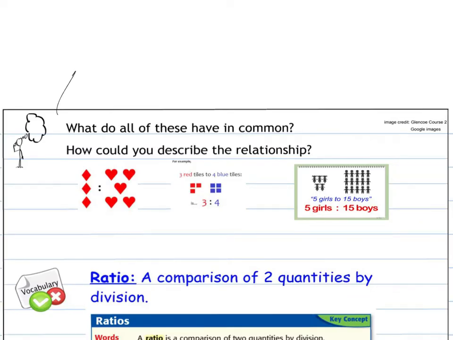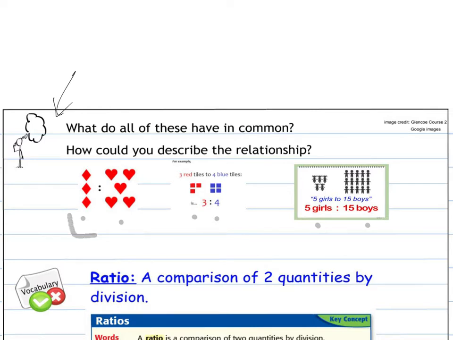All right, we got our little stop and think friend here. So that means we want you to stop and think, what do all of these images below have in common? How could you describe the relationship? Looking at them, the first one we have 3 diamonds and 5 hearts. The next one we have 3 red square tiles and 4 blue square tiles. In the last one we have 5 girls and 15 boys.